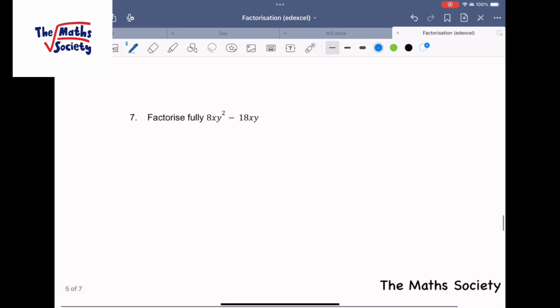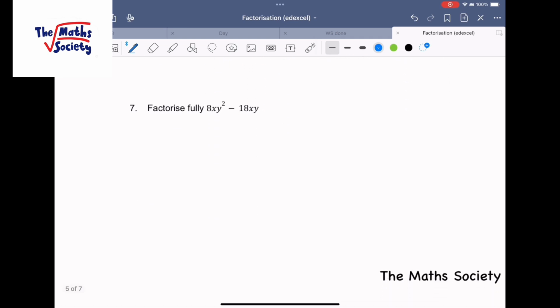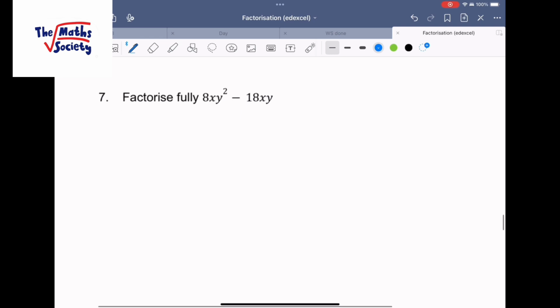And then for number 7, we have factorize fully 8xy squared minus 18xy. So we can take out the common 2xy, so you'll have 2xy(4y minus 9), so that should be just your answer.